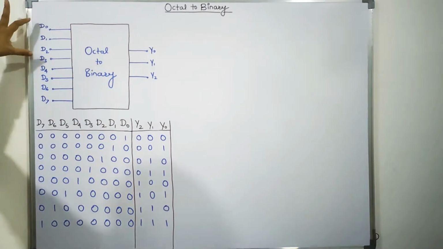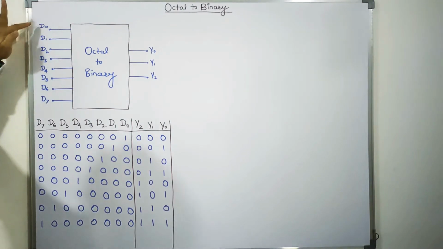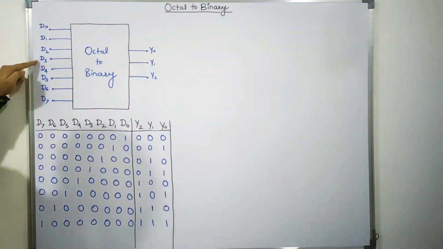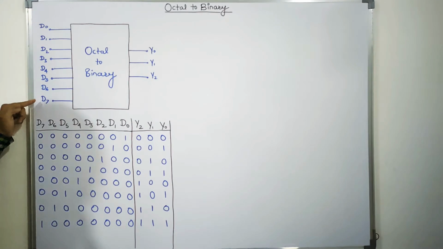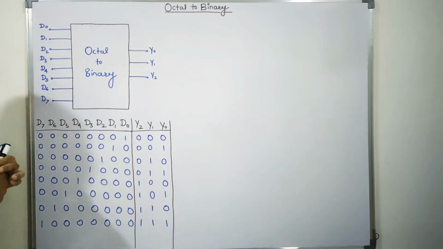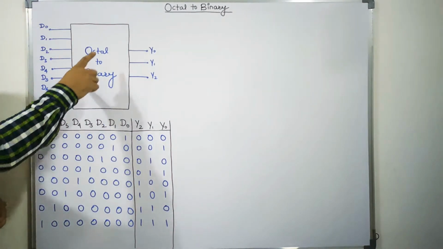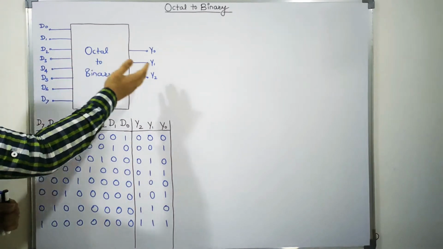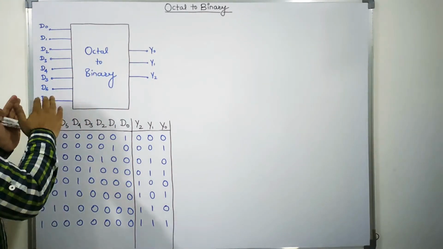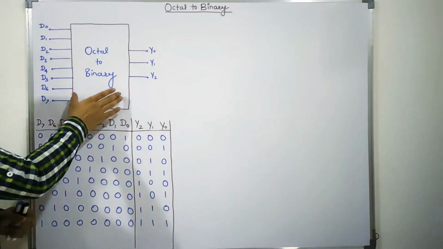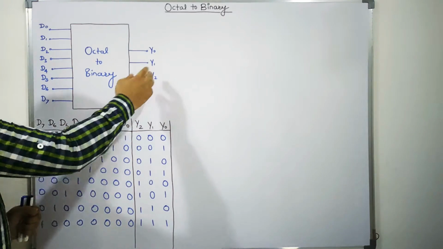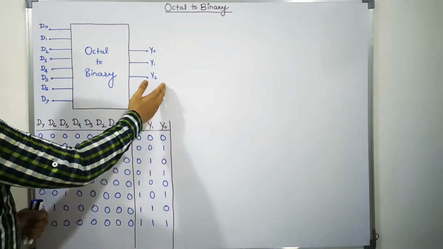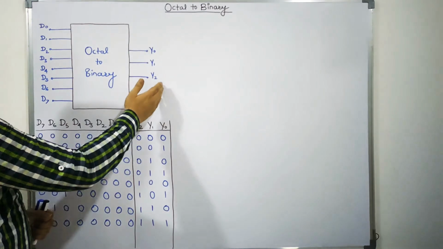In the block diagram, on the input side we have D0, D1, D2, D3, D4, D5 up to D7. That is 8 inputs, for octal. To convert from octal to binary, we use that particular block diagram. Now, the right hand side is the output side.